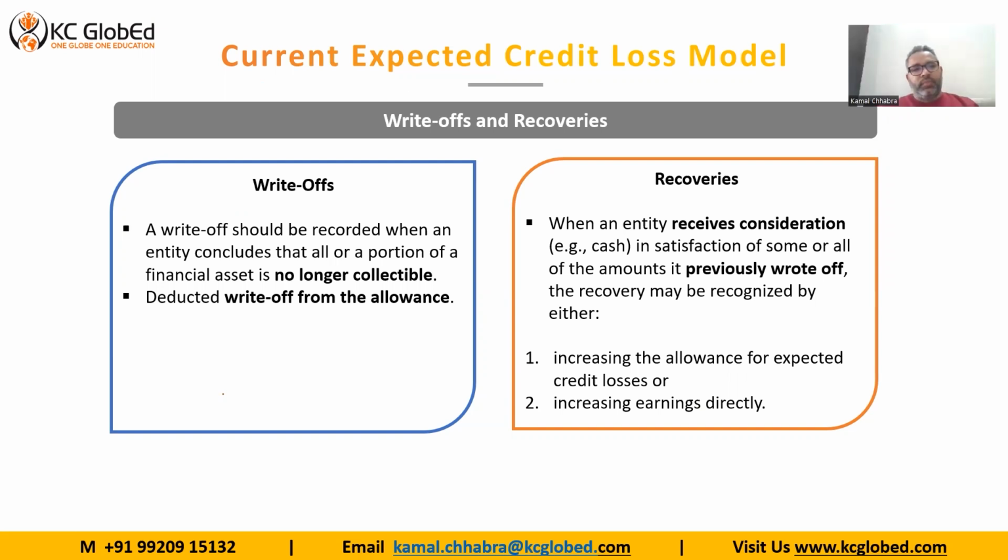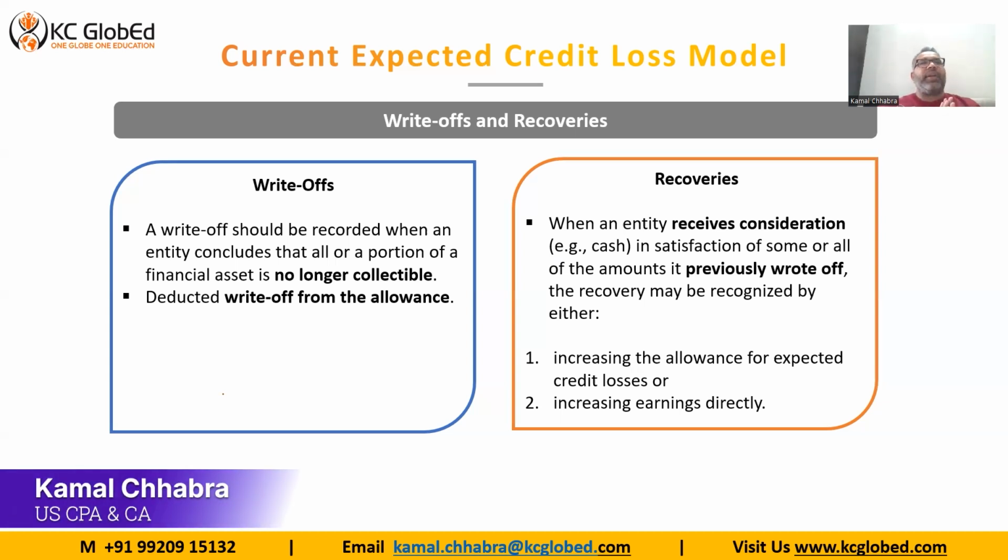Yes, got it. So now let's understand what is write-off. A write-off should be recorded when the entity concludes that all or a portion of the financial asset is no longer collectible, right? Then we do the write-offs. Otherwise, we keep hanging on to the provision part. So we actually write it off when we are expecting not to collect, right? And the deduction of the write-off is from the allowance. Allowance means the provisions which you have created earlier. So, clear on the write-off side?